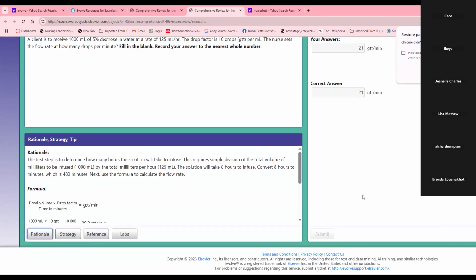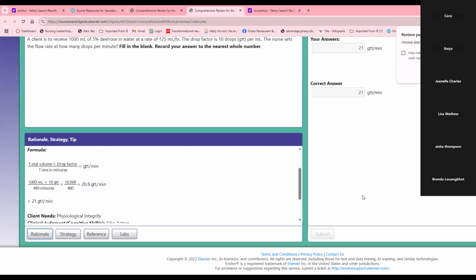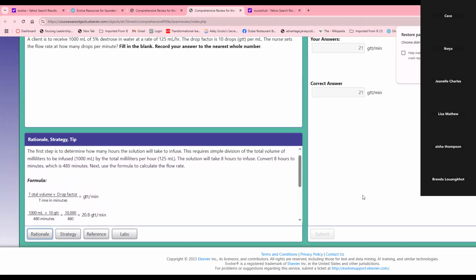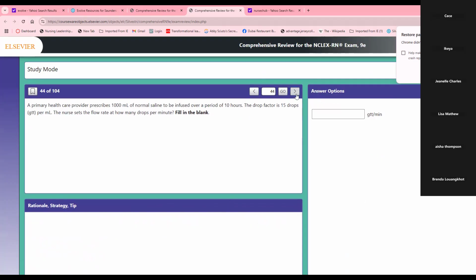Okay, you see, they're showing you both. They might only be showing you one way here. They're probably not showing you the shortcut method. They're showing you how to use the 1,000 and divide it by the 125 to convert it to 8 hours, and then the 480. That's just a cheat you can use if it works for you. Okay, let's do this one.